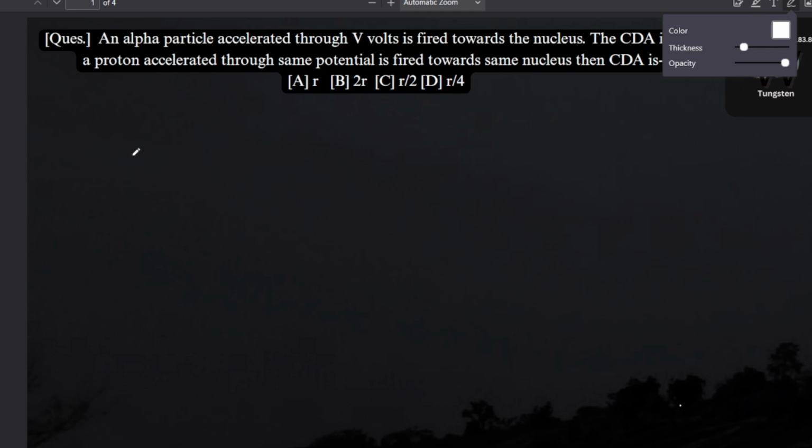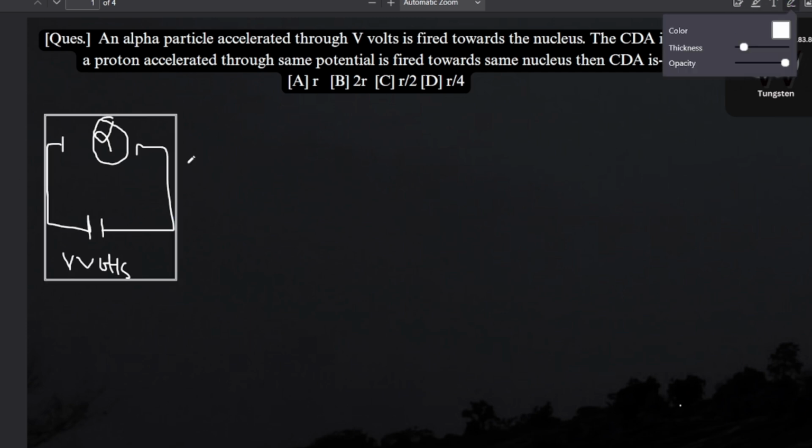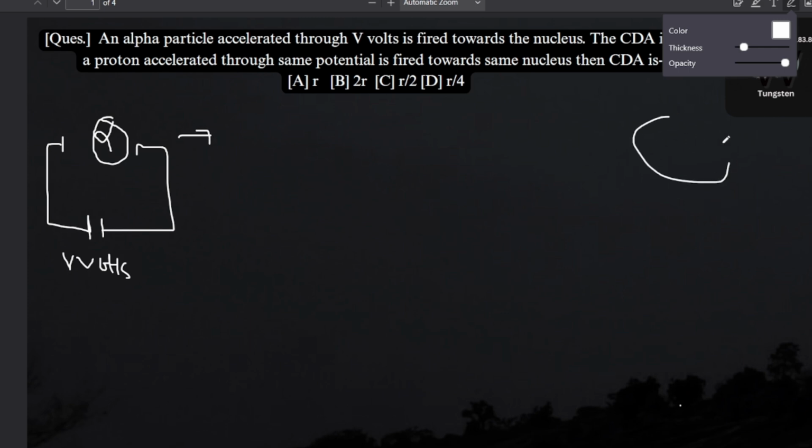So in the question, we are given that an alpha particle which has been accelerated through V volts is fired towards the nucleus of an atom which has a charge of, let's suppose, Ze. Z for the number of protons and e the standard charge. So that's Ze, the total charge of the nucleus.